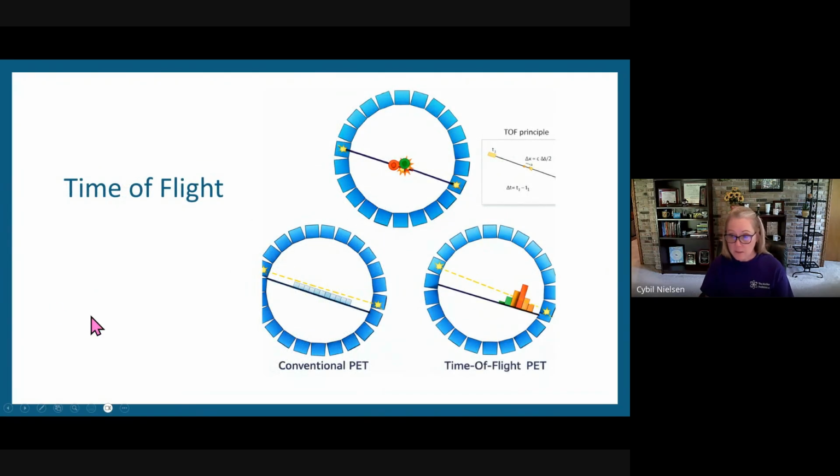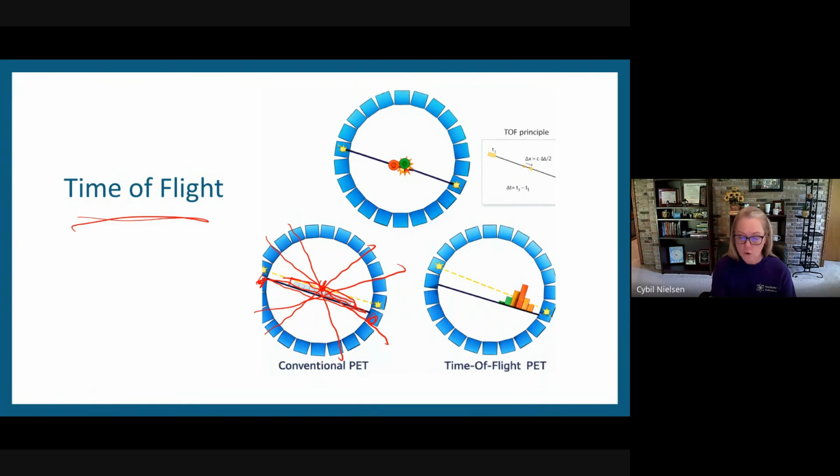The other thing that plays into this is what's called time of flight. So conventional PET, you have two photons go off in opposite directions. They hit opposite detectors. We don't know where on this line of response it actually occurred. So we have to collect a lot more counts in order to localize that event. Well, time of flight basically says, you know, this one hit a little bit earlier than this one, so it probably occurred somewhere along this line.